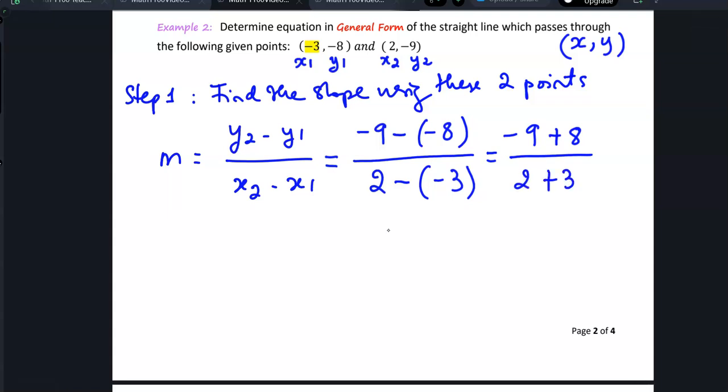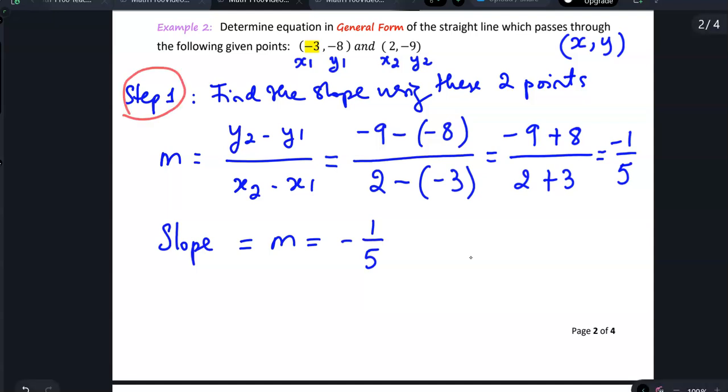So then, in the end, I have negative 1 over 5. So then my slope equal to m, right? Negative 1 over 5. Don't forget this, the notation m is for the slope and equal to negative 1 over 5. So this is your step number 1.